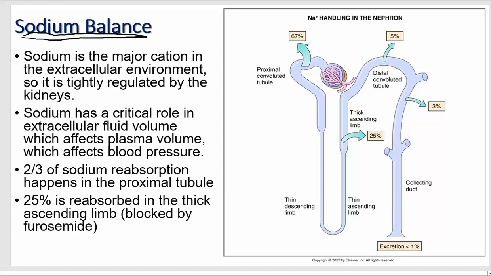So the kidney's ability to manage that sodium is how it manages the fluid volume. Okay, so the extracellular fluid volume affects the plasma volume, which of course is your blood pressure. So all of that is regulated by how much sodium we have in our body.